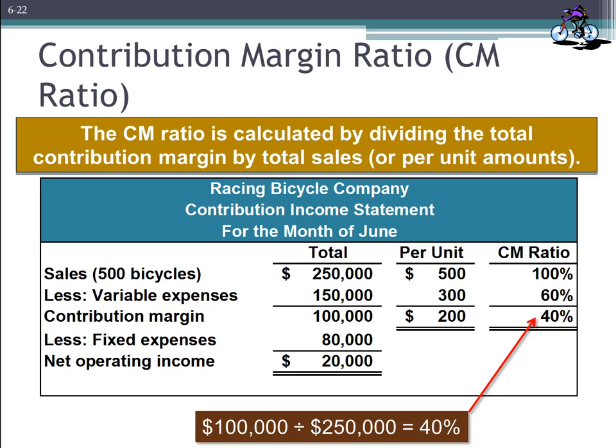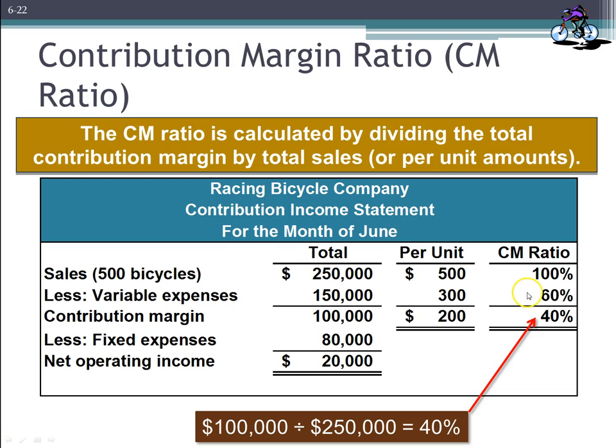Keep in mind, we are expressing these all as ratios of sales, right? So what percentage of sales is sales? Well, it's always going to be 100%, no matter what you use, right? Whether you're using per unit or total dollar amounts. And same thing goes for variable expenses. We are expressing variable expenses as a percentage of total sales dollars or per unit sales dollars.